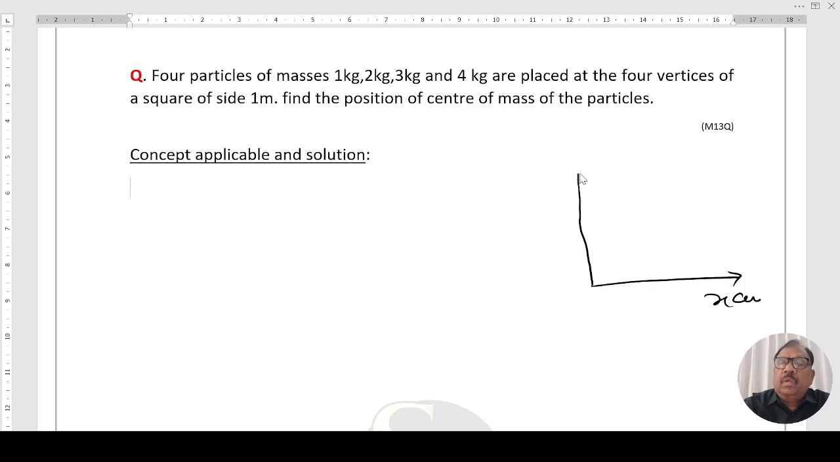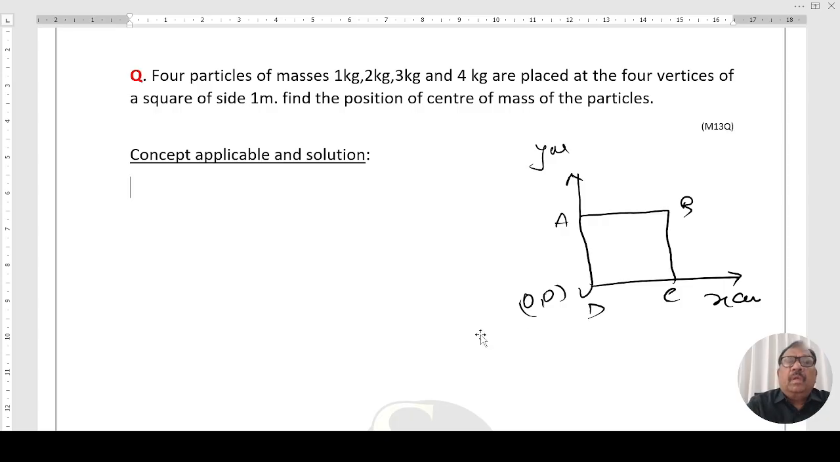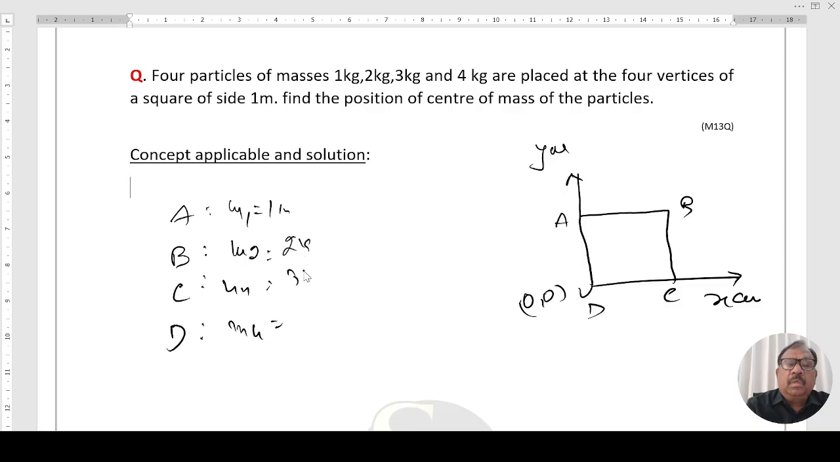X-axis, this is y-axis, this is origin. So one is a square A, B, C, D. The masses are M1, M2, M3, M4: 1 kg, 2 kg, 3 kg, 4 kg.